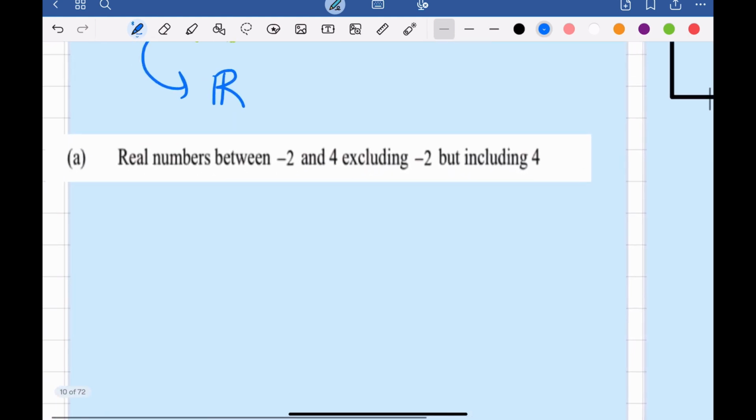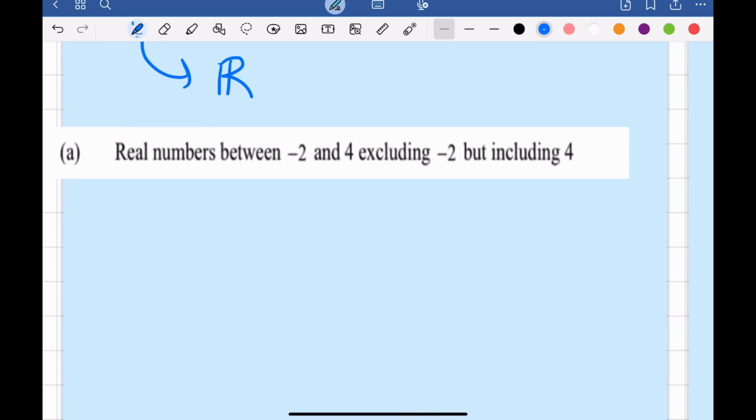So here we've got real numbers between -2 and 4, excluding -2 but including 4. So we always start with our variable x, an element of, and then we say excluding -2 will be a round bracket, and we always start from the smaller one to the bigger bound like we did previously as well. And then 4 is included, which means that there we will use a square bracket.